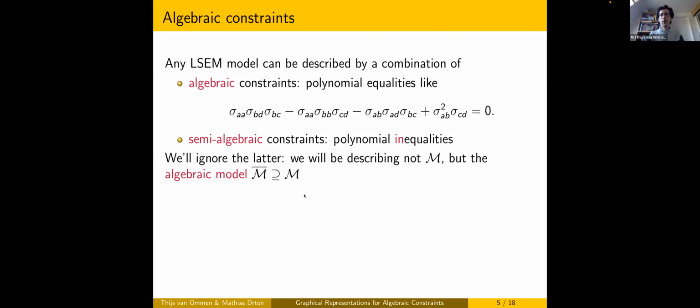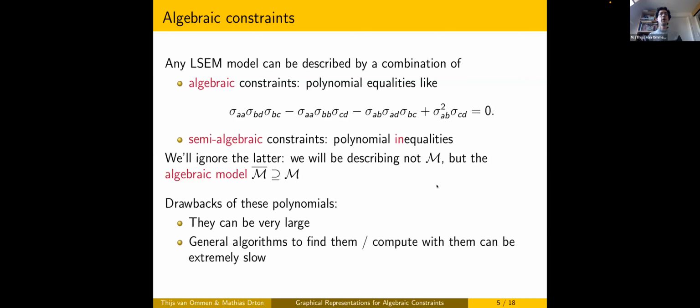Right. So even in the type of graph for which the model does impose inequality constraints, I would focus on the algebraic model, which is sort of a closure of the actual model, where we add all the additional sigmas. We still leave out the sigmas that do not satisfy the algebraic constraints, but we ignore the semi-algebraic constraints. So anything that fulfills the algebraic constraints gets added to this model. Okay, so that explains the word algebraic in the title.